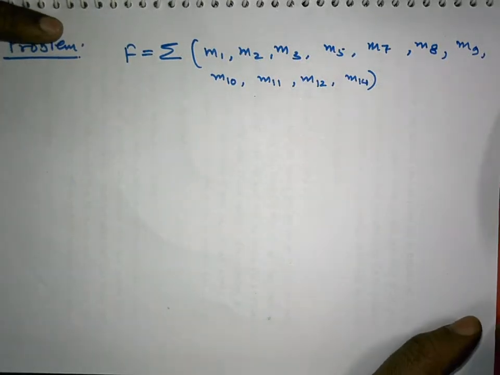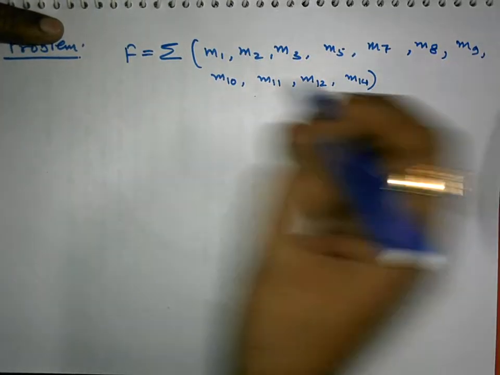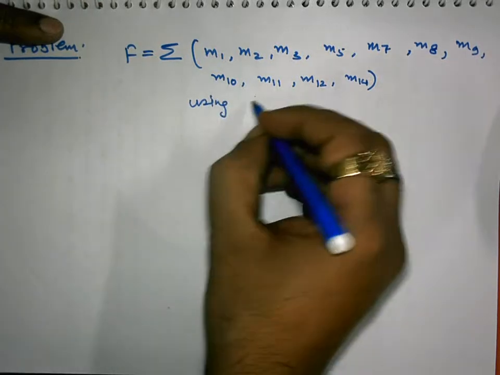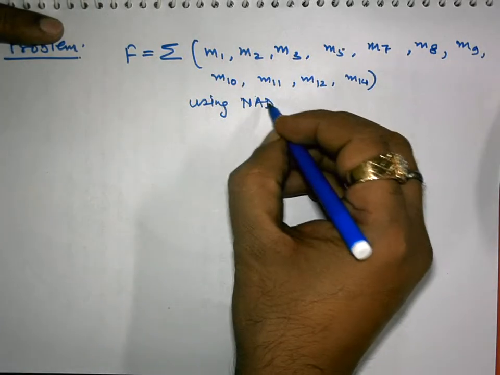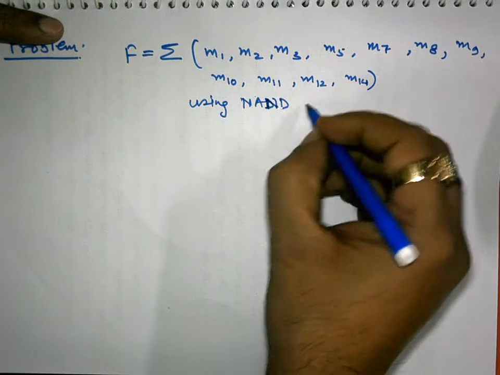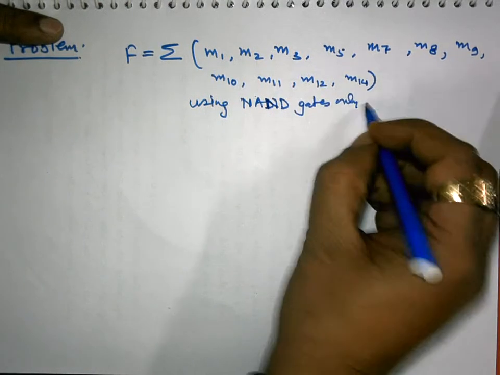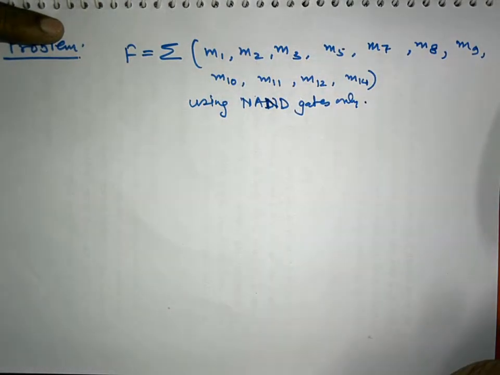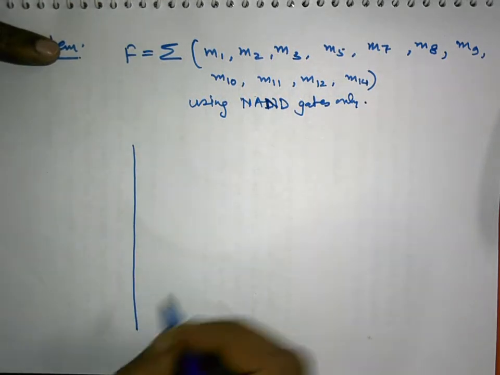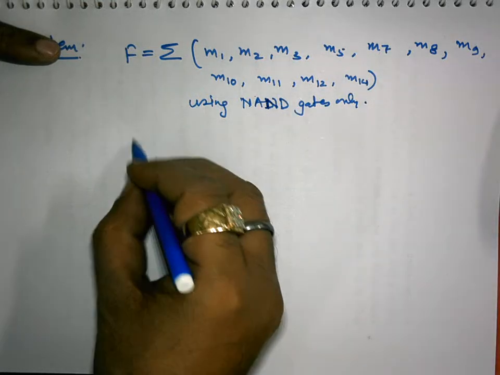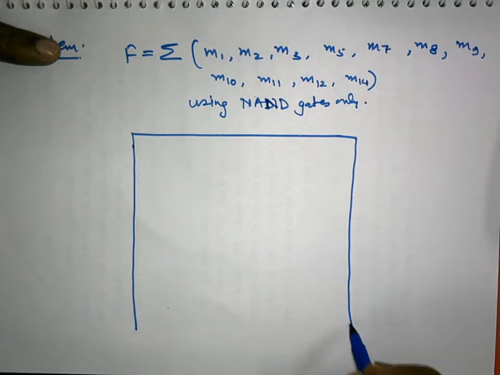This is the function which we have to realize using NAND gates only. This function has to be realized using NAND gates only. Okay. Then what is the way? First of all, you need to map this function into K-map. So you draw a 4 variable K-map because it needs 4 variables.